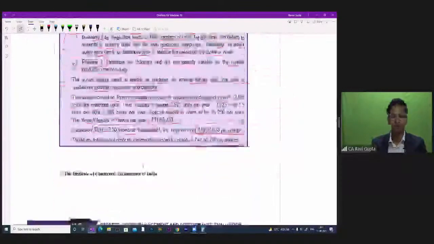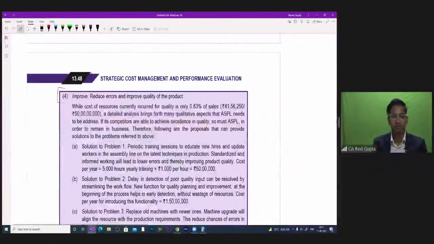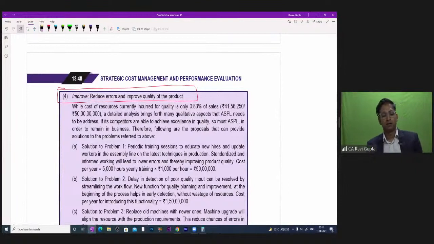The fourth part is really very important. Okay, so we are going to take up the fourth part. What is that fourth part? The fourth part is about the improvement. They've told you the solution, how to reduce those errors and improve the quality of the product. So this is all about the improvement.